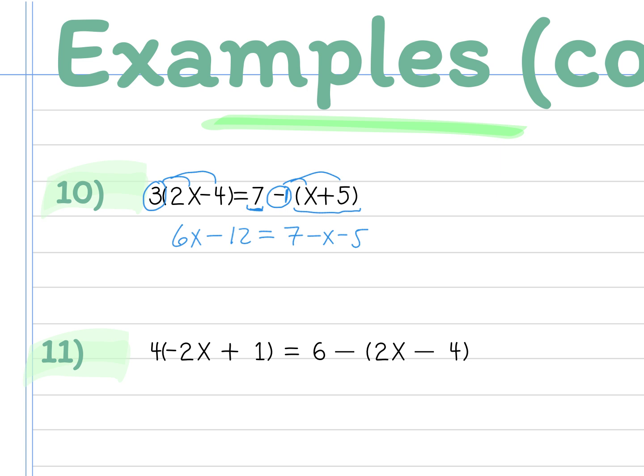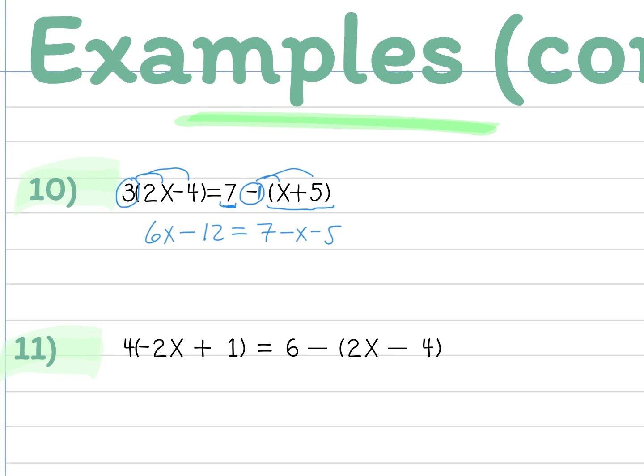All right, and now we can simplify the right-hand side a little more. We can combine like terms. 7 minus 5 is going to get you a 2. So I get 6x minus 12 equals negative x plus 2. And I'm going to get the x to one side and the numbers on the other. So I'm going to add 12 to both sides, add x to both sides. And so what that leaves us with, 6x plus x is a 7x. 12 and negative 12 cancel, x and negative x cancel, and then 12 plus 2 is 14.